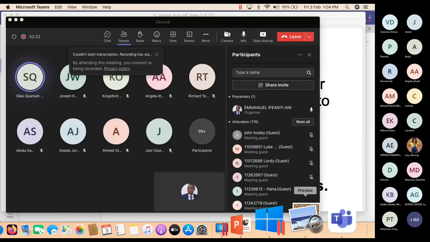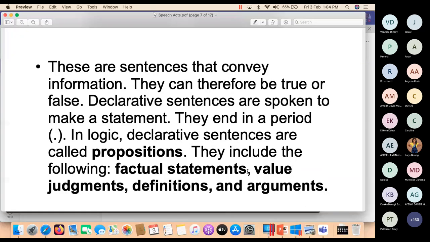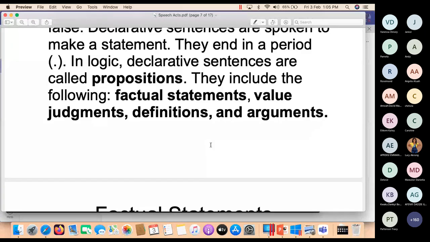Now declaratives include factual statements, value judgments. You can say value judgments and value statements. Then you have definitions, and then you have arguments. So we have four kinds of declarative statements: factual statements, value judgments, definitions, and arguments.